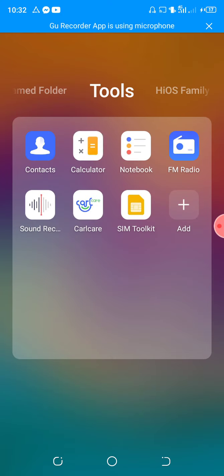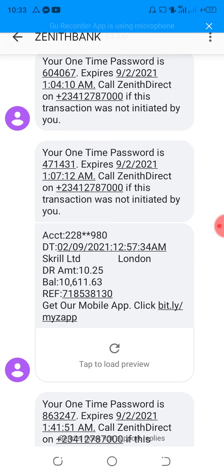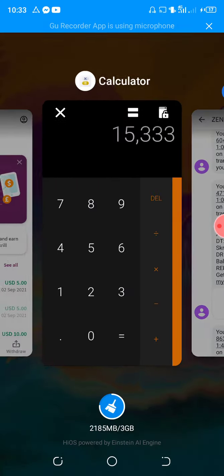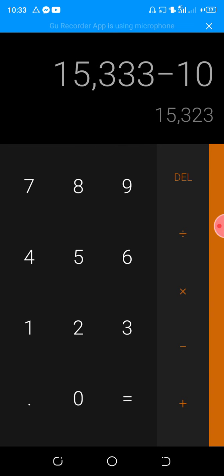Okay, let's say that's like, because Skrill charges you 2.5% for every transaction. So the first transaction I did was $10. So I was charged $0.25. So that was $10.25. Okay, so let's note this also. All right. So the first thing is that my balance was 15,333 naira. So after I got $10, this was my balance, 10,600, and let's say minus 10,600.